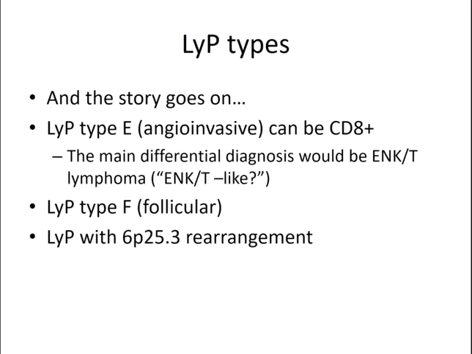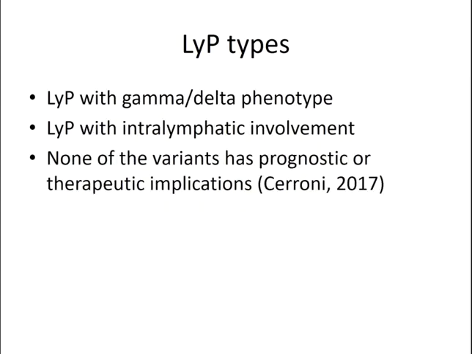So now we come to the type E LYP, which is the one that is angioinvasive, and therefore it mimics extranodal NK T-cell lymphoma. So it's another mimicker. Then we have type F, the one with translocation. You can have gamma delta phenotype in LYP. You can have intralymphatic involvement. I mention this because these two are usually indicators of a bad entity. If something is gamma delta in lymphoid things in skin or in general, it's usually not good.